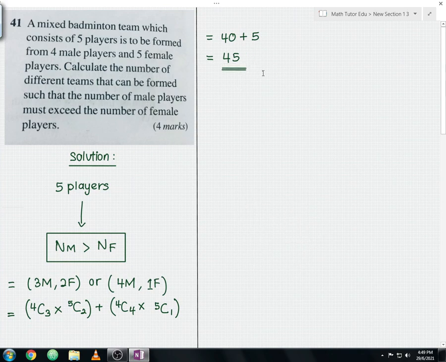That is all for the step-by-step working and solution for question 1 and question 2. I hope you understand the full working that I've shown to you.